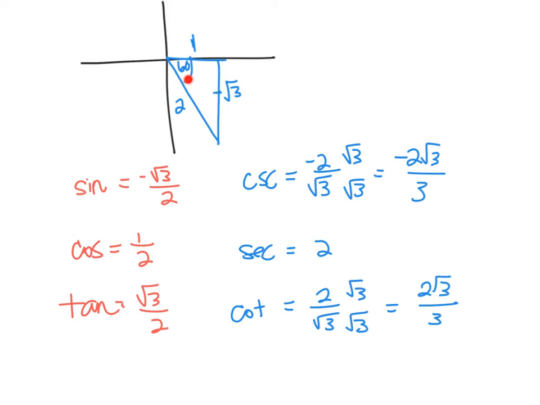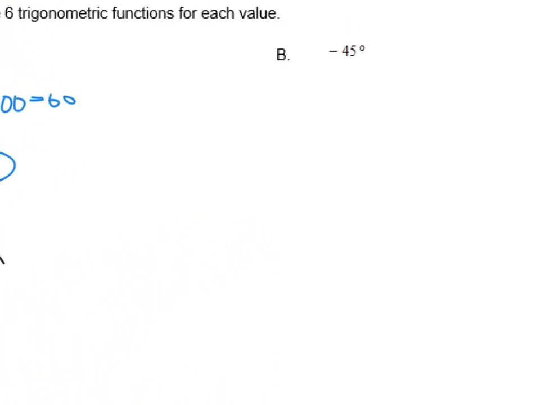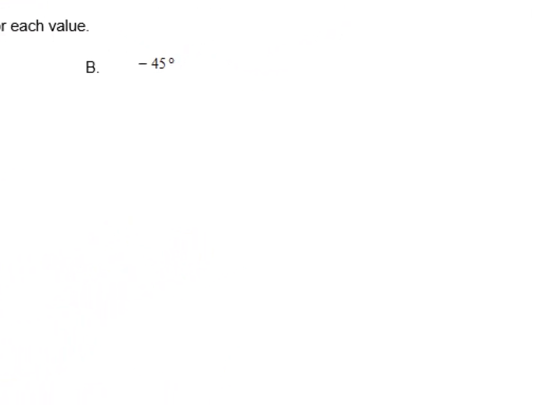Alright, well those are our 6 trig functions. We knew it was a 60-degree reference angle, but without knowing anything about your 3 sides, if it's a special right triangle, we can go ahead and fill in our 3 sides, which allows us to evaluate our 6 trig functions. So that just kind of ties it all together right there. Oh, there's our next example.